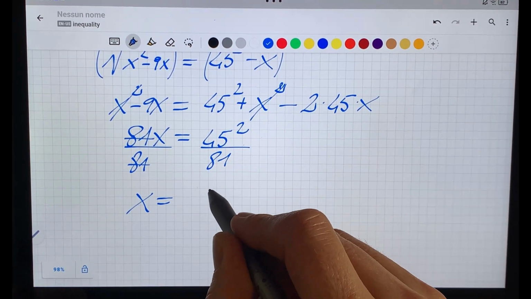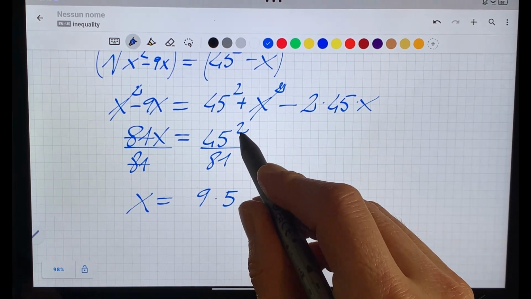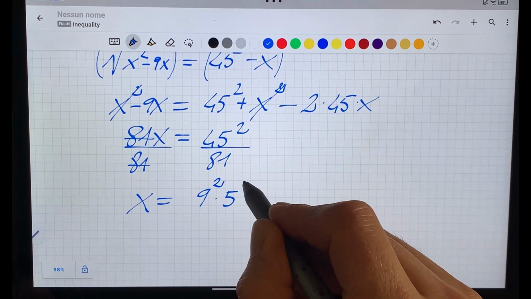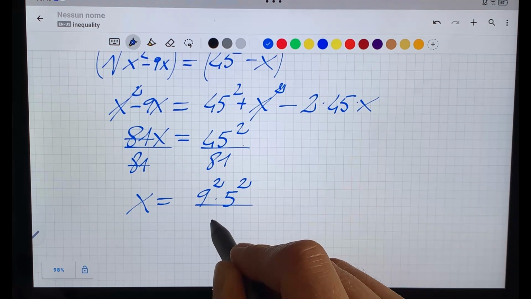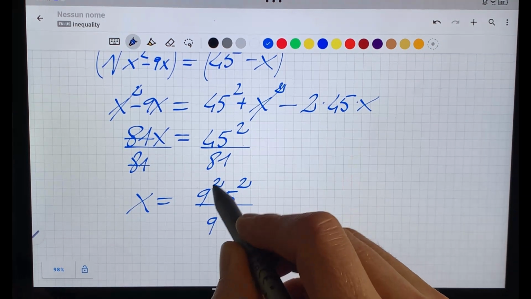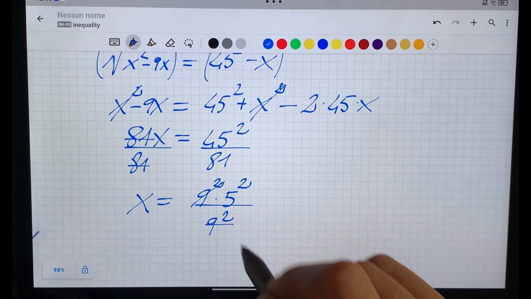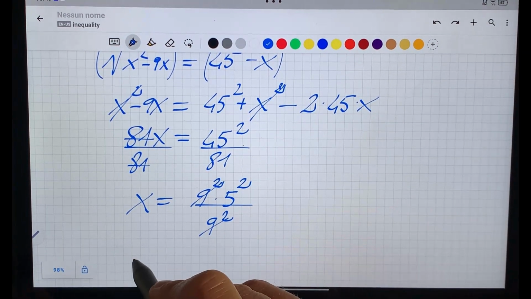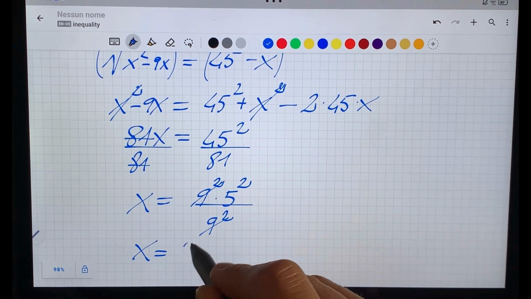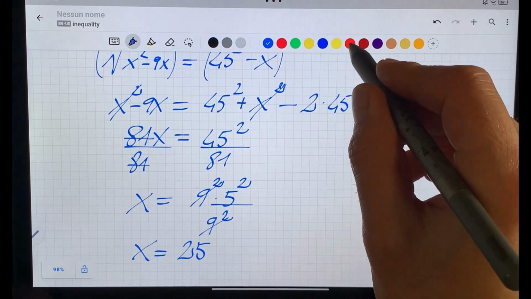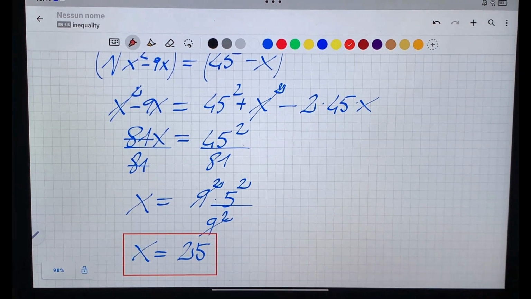45 is 9 times 5, to the power of 2. That means 9 to the power of 2 and 5 to the power of 2, divided by 81. 81 is 9 to the power of 2. So we can simplify 9 to the power of 2 and 9 to the power of 2, and then the solution is x equal to 5 to the power of 2. That means 25. Now, x equal to 25 is the solution.